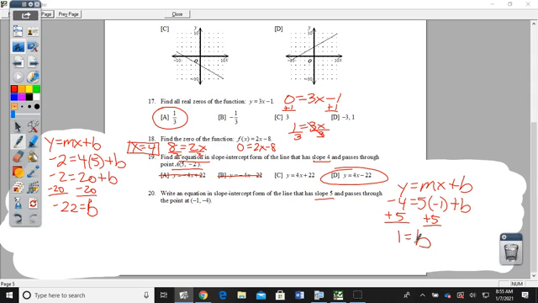1 is b. Make sure you don't stop. Don't stop now, because you haven't written the what yet? The answer. Okay, the equation: y equals 5x plus 1. You always have a y and an x in your answer. Correct. Everybody good on 20? Awesome. Moving on.